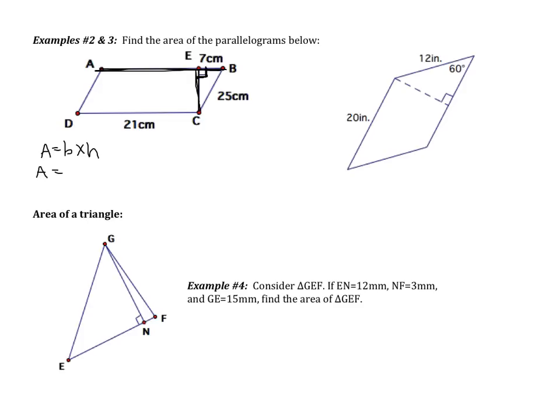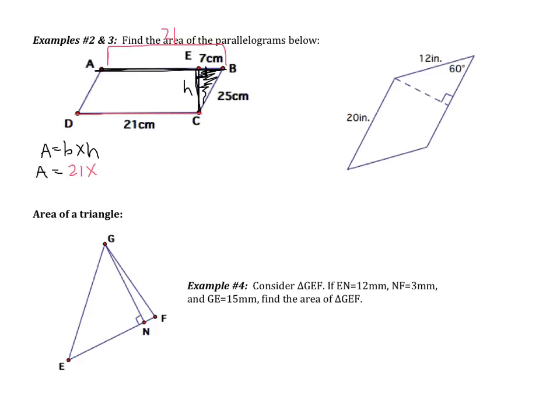Okay, next I notice this base is 21, so this base is also going to be 21. So my base is 21. But I still need to find the height. The height I'm missing. But I do notice that I have this little right triangle here. I have two sides, I need to find the third. So what should be screaming in your head right now is Pythagorean theorem.